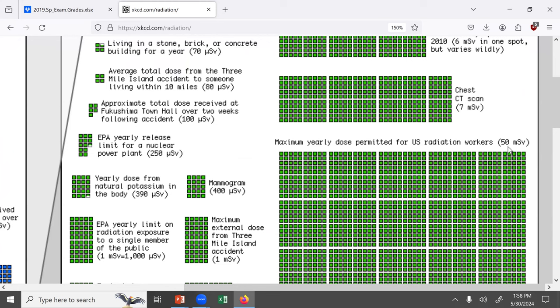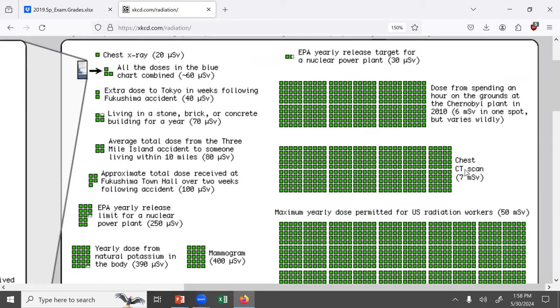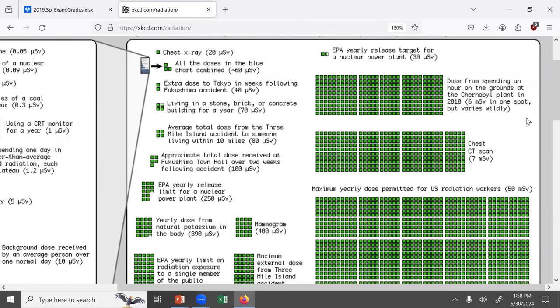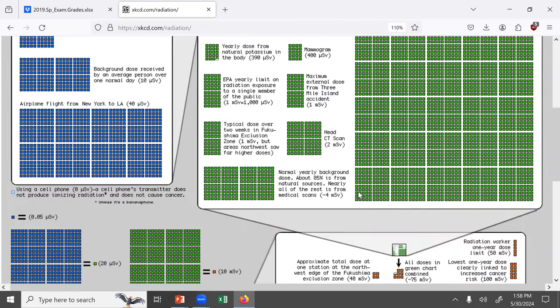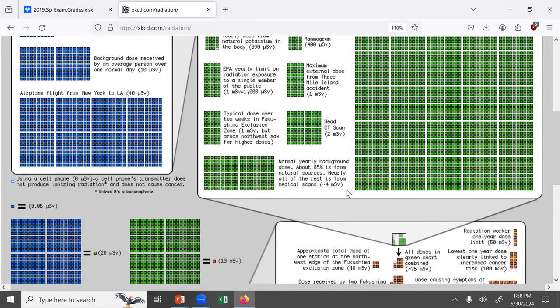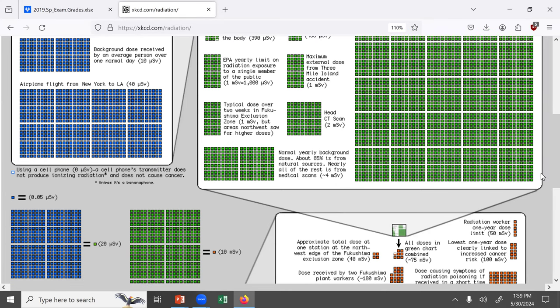So if you're working on a nuclear power plant or a nuclear sub or anything where you're working with nuclear materials, they also have a maximum yearly dose that's permitted. Chest CT, dose for spending an hour at Chernobyl. Well, varies wildly, but still less than what's permitted in a yearly dose for someone working in a power plant. Normal yearly background dose, 85% is from natural sources. Nearly all of the rest is from medical scans. Interesting. And then we get into the big ones.